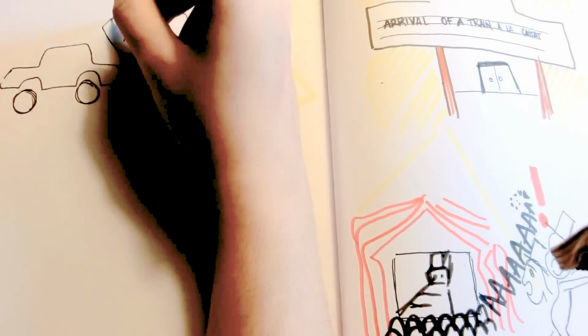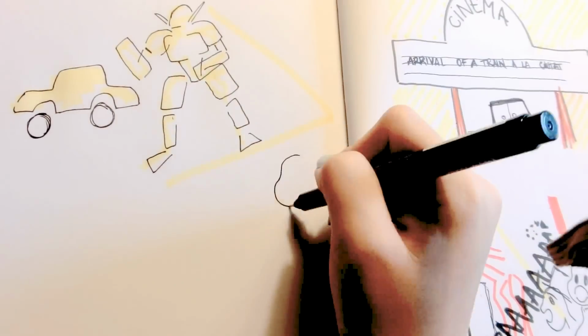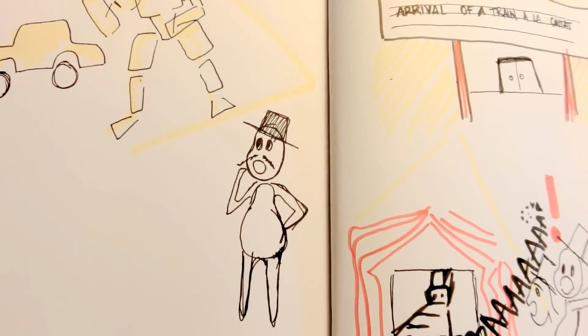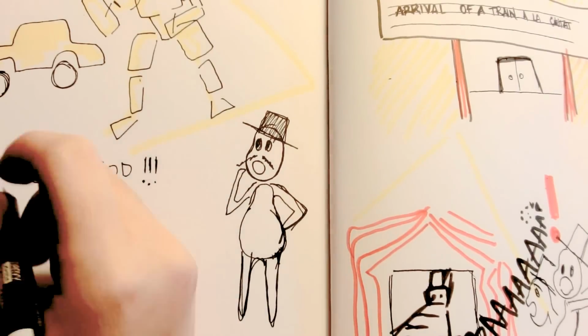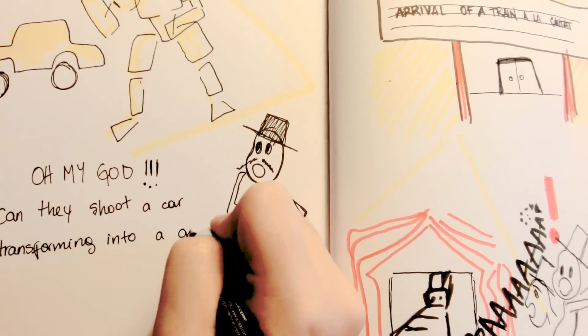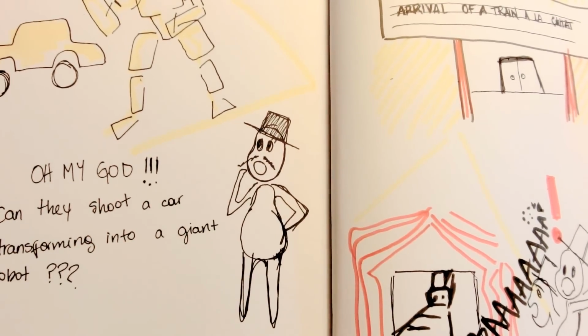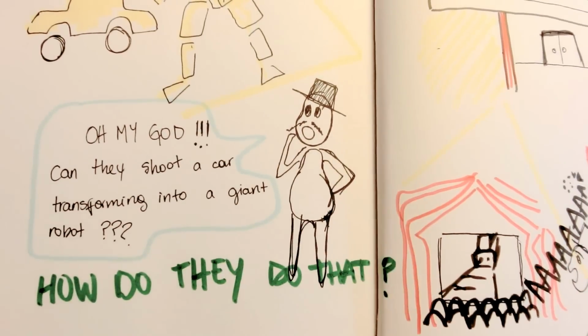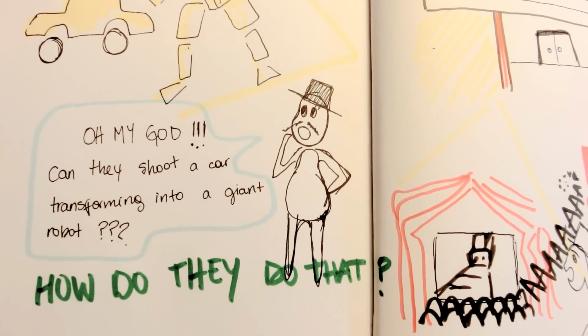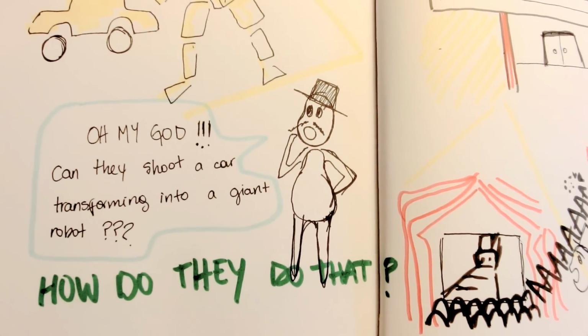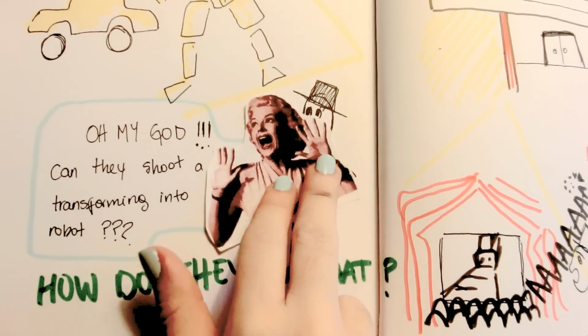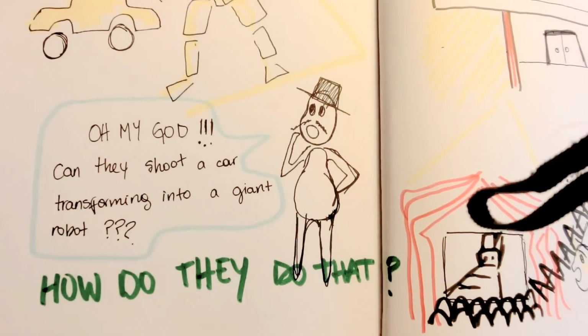I bet that if anybody from back then went and watched a movie from these times, they would be all like, "Oh my god, there is no way that they could shoot a car transforming into a big, enormous, giant robot. How do they do that?" Well, actually, they probably would just be screaming and running for their lives, but that's okay.